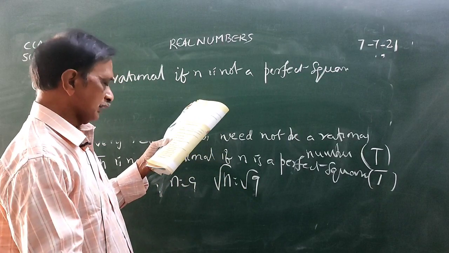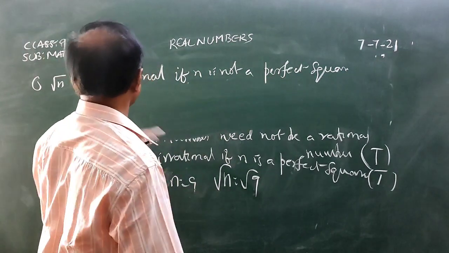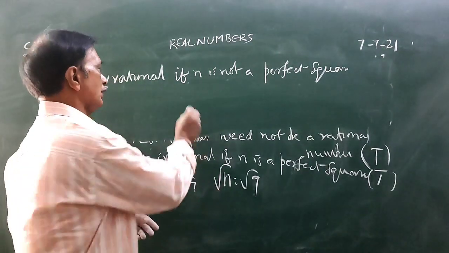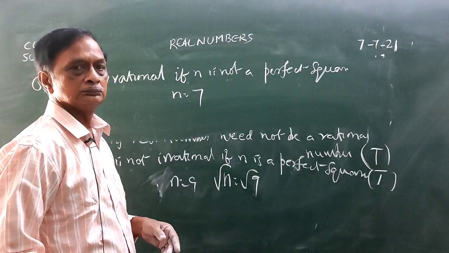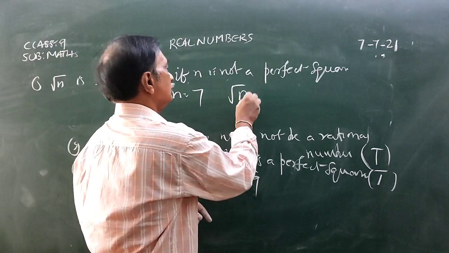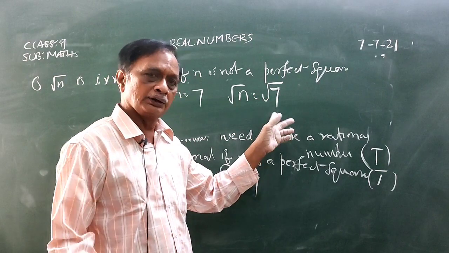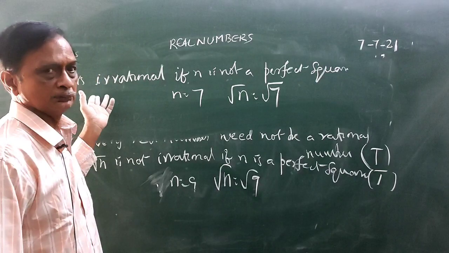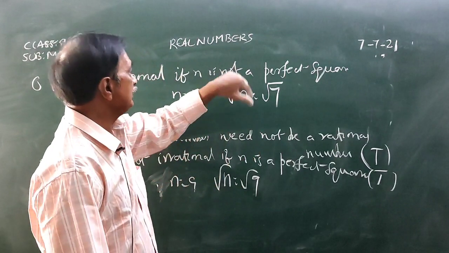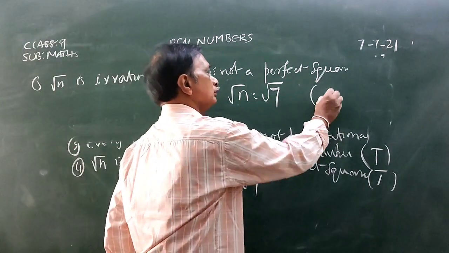Root n is irrational if n is not a perfect square. Take a number n which is not a perfect square. Let n equal 7. 7 is not a perfect square. Then root n means root 7. Irrational or rational? Irrational. So this statement is a true one. If n is not a perfect square, then root n is irrational, which is also a true one.